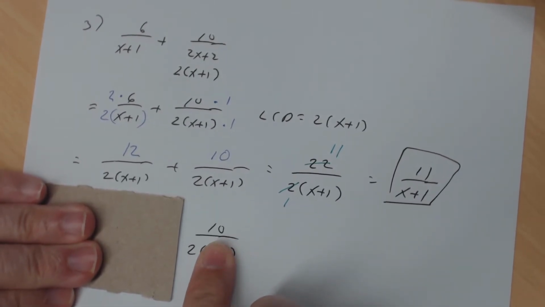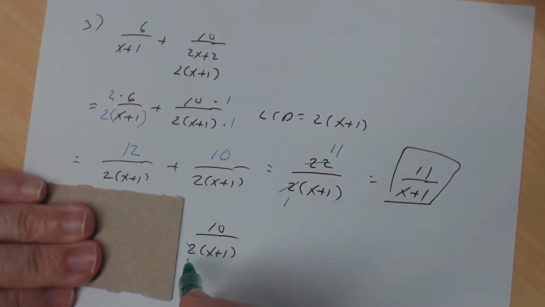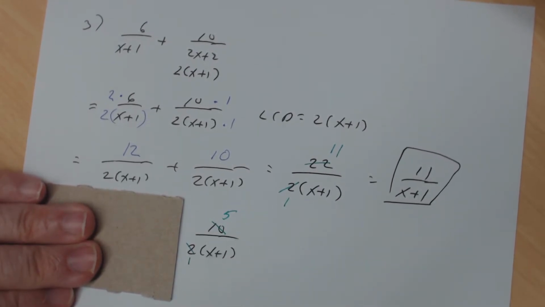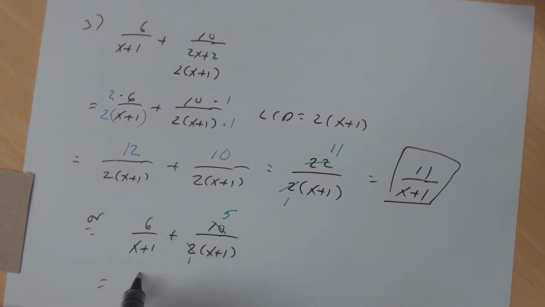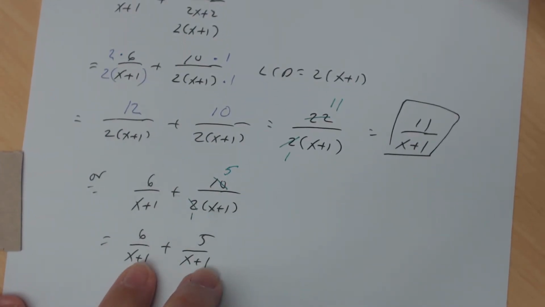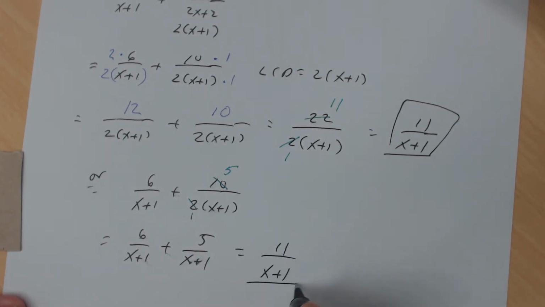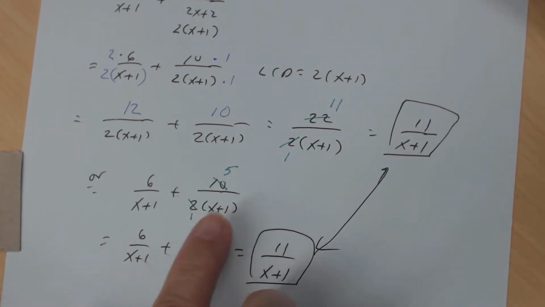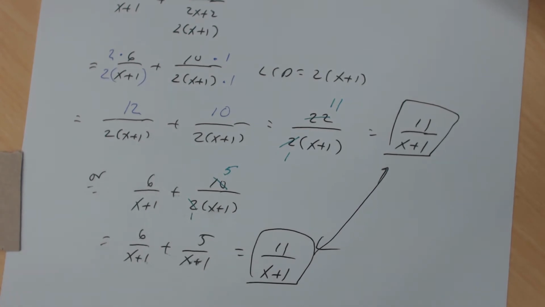I can reduce the 10 halves. See, I'm covering this factor up. So I can reduce the 10 halves. So I can say 2 divided by 2 is 1. 2 divided into 10 is 5. And so you would end up with 6 divided by x plus 1 plus 5 divided by x plus 1. And notice the denominators are the same. So you just add their numerators. So 6 plus 5 is 11. So you get 11 over x plus 1. So you get the same answer regardless. All right, so just notice these things sometimes. Sometimes you can automatically reduce, and it may make things a little bit easier for you.